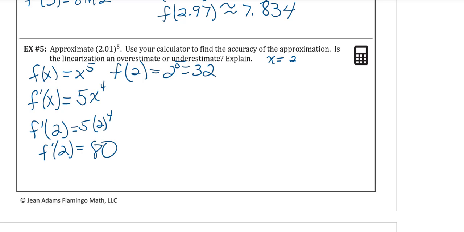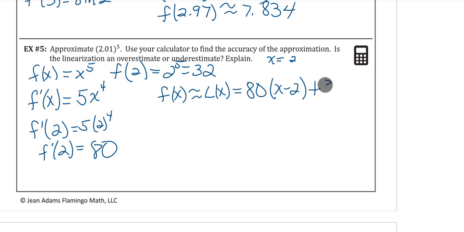Okay, so now we're ready to find our local linearization. So f of x is approximately equal to our local linearization function, which will be our slope, which is 80 times x minus 2 plus the value of the function at 2. So we want f of 2.01 to the fifth power. That's what we're looking for, 2.01 to the fifth power.